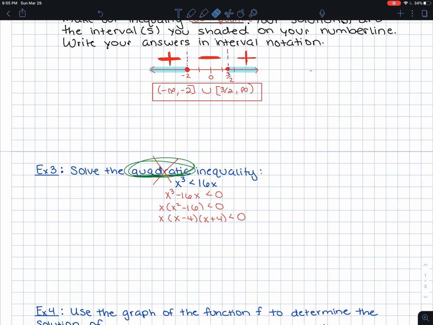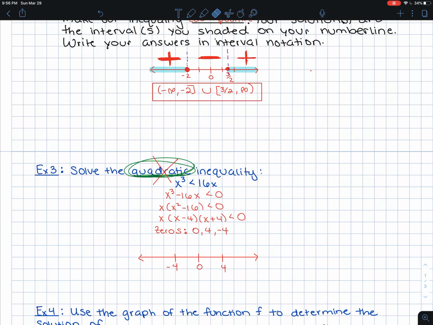Finally, let's find our zeros. Okay, so the first factor gives us 0. The second factor, the x minus 4 factor, gives us 4. And the last factor, x plus 4, gives us negative 4. And if you recall from part 1 of my video, we then write the zeros on a number line.